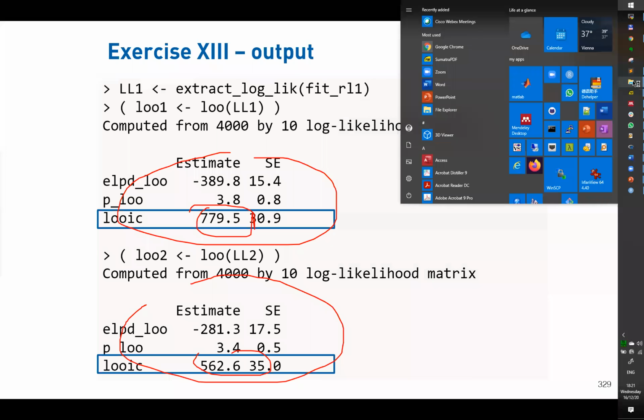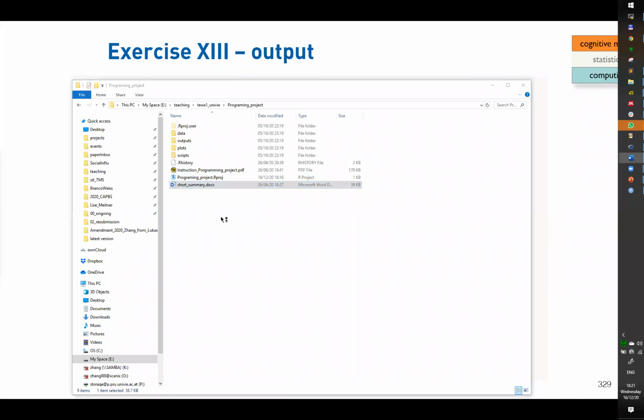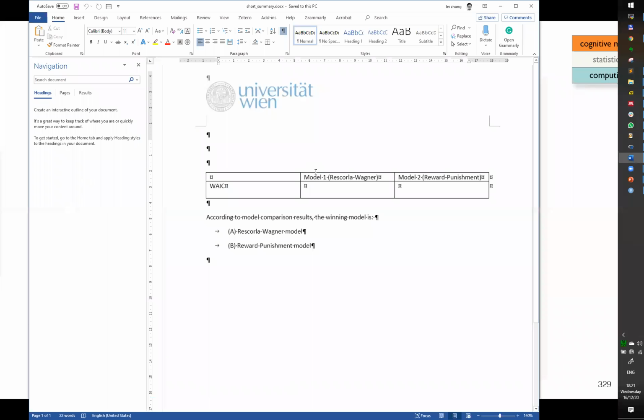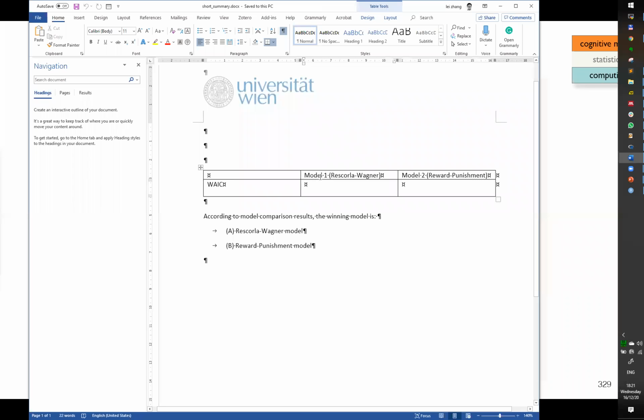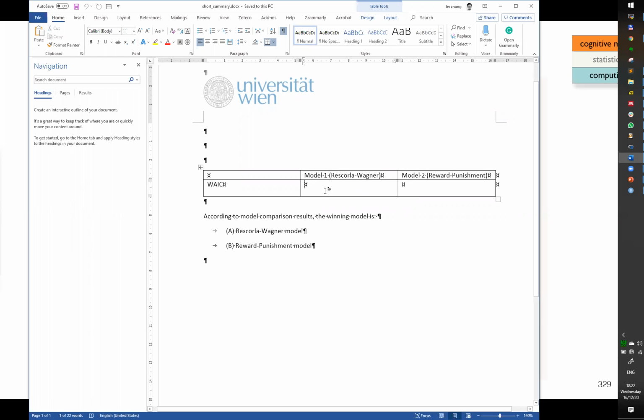And also lastly, if you look at here, there's a Word document. It's like a template. It's really simple. So let's say here, this is the Rescorla-Wagner model. This is the second reward punishment model. I simply want you to report these numbers in the cell, in the table. Say if this is 400, this is 200. And then you tell me using a color, well, maybe something like this. You tell me, well, this is the best. You can also say, well, B, something like that. Okay, this is what you will do.